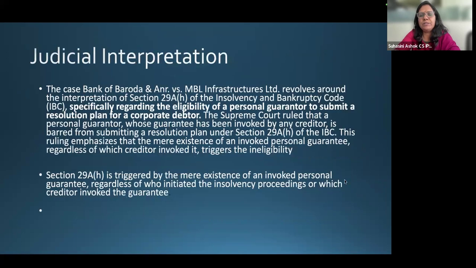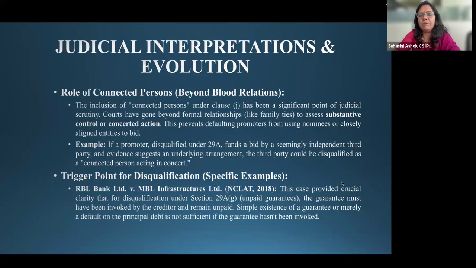See, usually what they'll do is they'll try to go through some routes, like they'll try to bid through the companies where their related parties are also directors. Suppose, to give one example, a promoter is disqualified under section 29A, but he funds a bid by an independent third party under an underlying arrangement. That party could be disqualified as a connected person acting in concert.